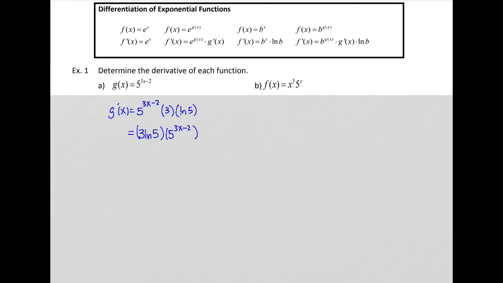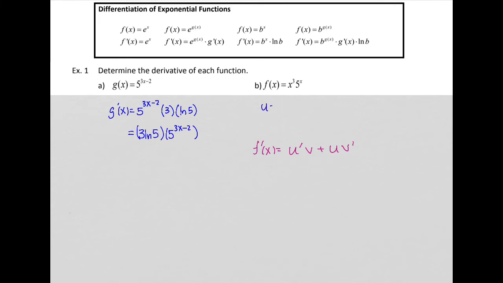Next one, for part b, we have a function now, f(x). But if you look at this f(x) closely, you will see it's actually a product rule. The first function is x to the exponent 3. The second function is actually 5 to the power x, which is an exponential function. So the first thing we're going to write down is our product rule, which is u prime v plus u v prime. But we have to define our u and v.